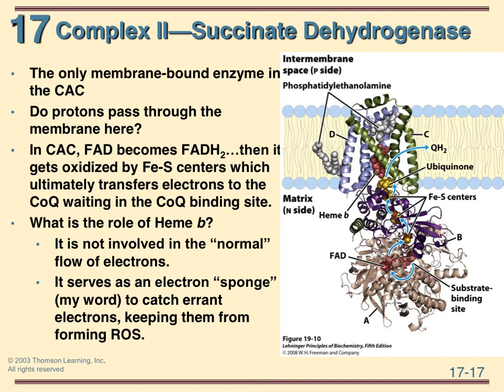What's ROS? Reactive oxygen species. Those are bad, like superoxide and hydroxyl radical. Those are the two biggies. Hydrogen peroxide technically is one too. You have to have some; we have enzymes that take care of it, like superoxide dismutase and peroxidase. But what happens if you have ROS forming?